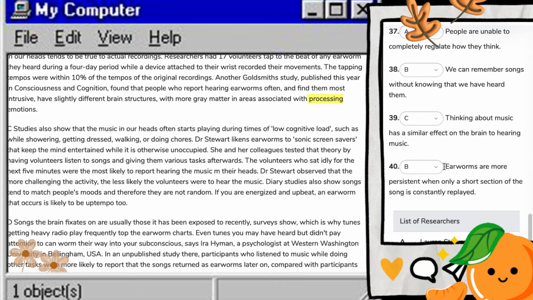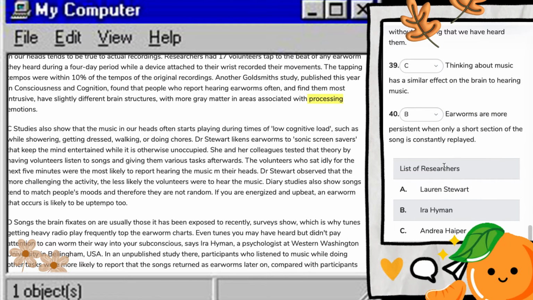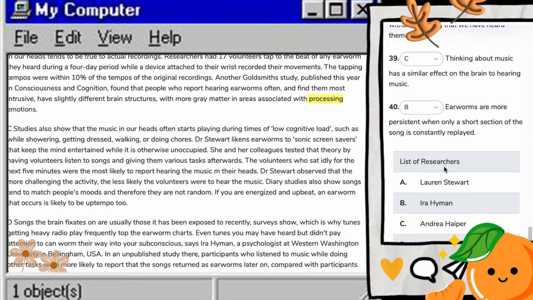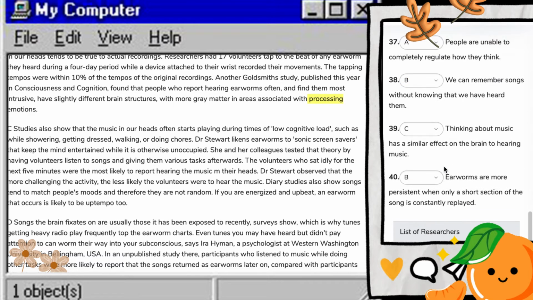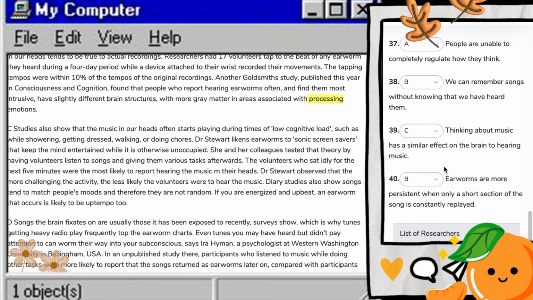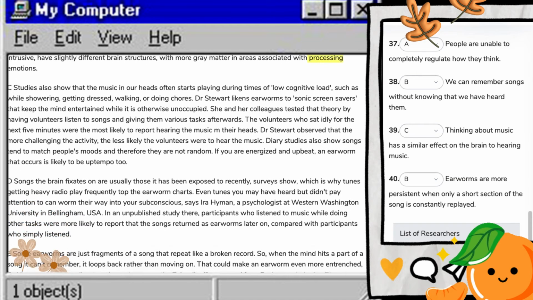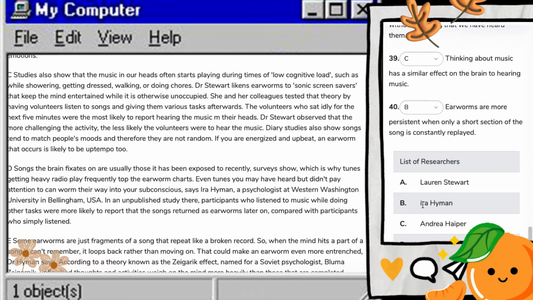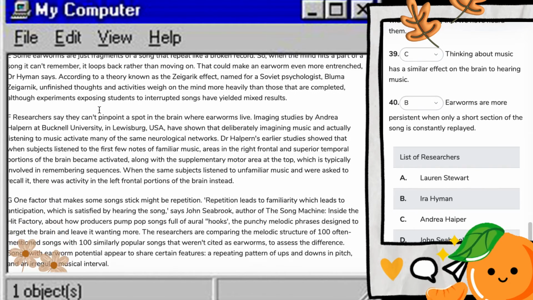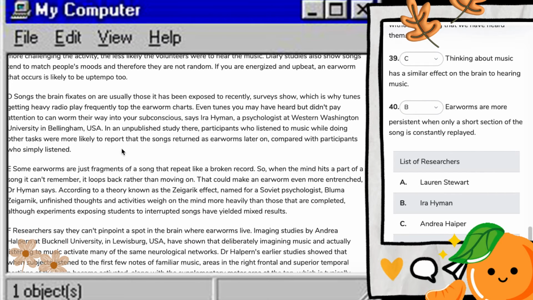I think the best strategy when it comes to this type of question is you trace from the researcher, not from the information. In my opinion, it depends on what kind of method you find useful. I don't know, but I recommend that you start from the researcher. For example, Lauren Stewart. Quickly scan the passage. For example, Ira Hyman. Let's see what he said.